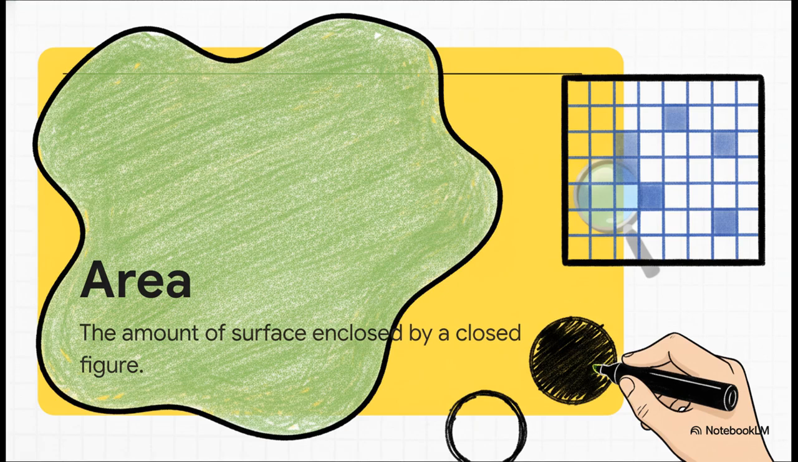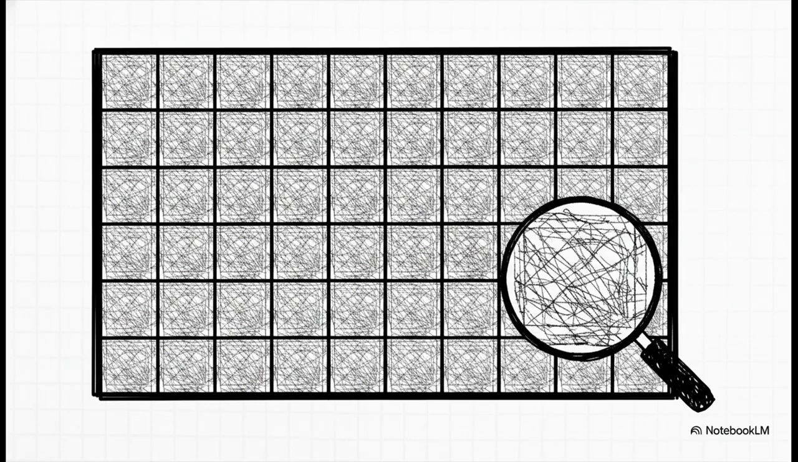Or, going back to our park analogy, it's the amount of dirt you need to cover with grass, or maybe the floor you need to cover with tiles. So how do we actually calculate this space? Well, for a rectangle, the area is simply the length multiplied by the breadth. But here is where you have to be super, super careful. When you multiply a length in meters by a breadth in meters, your answer isn't just meters anymore.